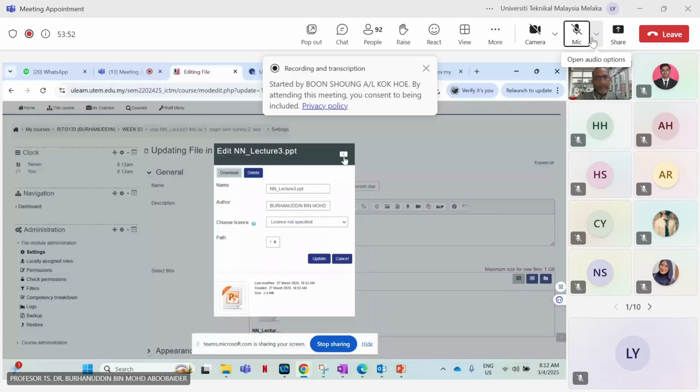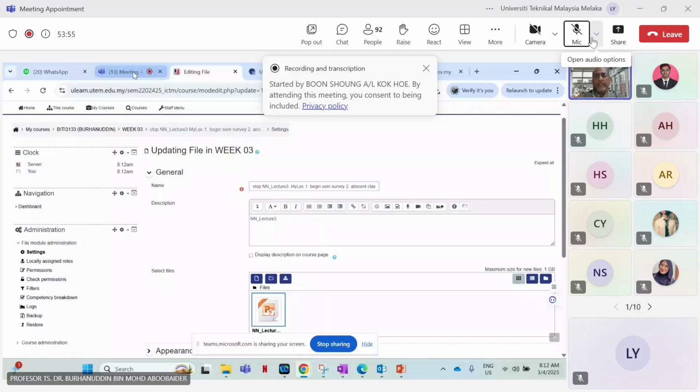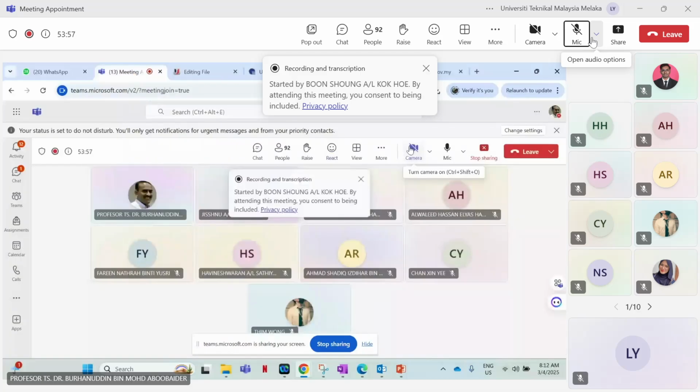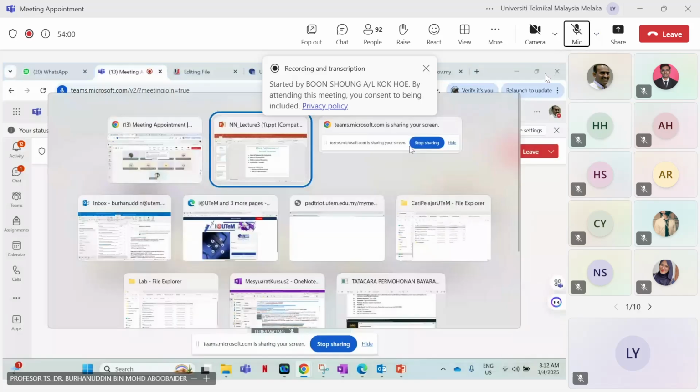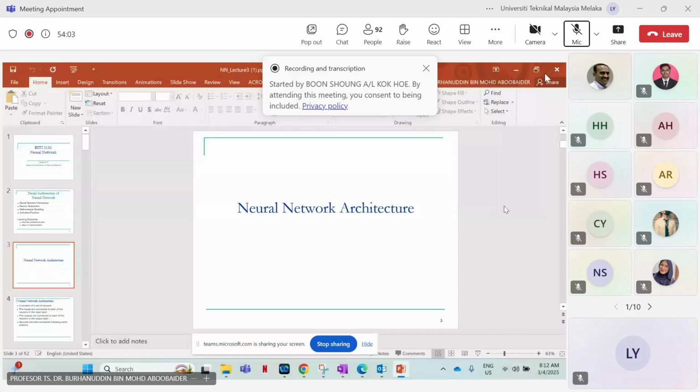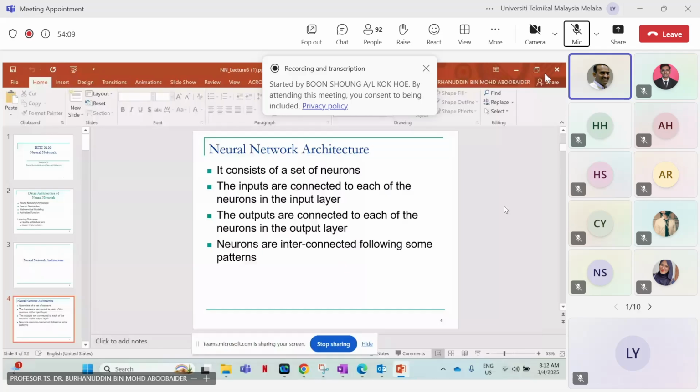Okay, sir. Right. This is neural network architecture. So it consists of a set of neurons, as I mentioned earlier. The inputs are connected to each of the neurons in the input layer, and then the outputs are connected to each of the neurons in the output layer. So the output connected to the output layer will then be the input to the other layer. So they are actually interconnected following some patterns. All right.